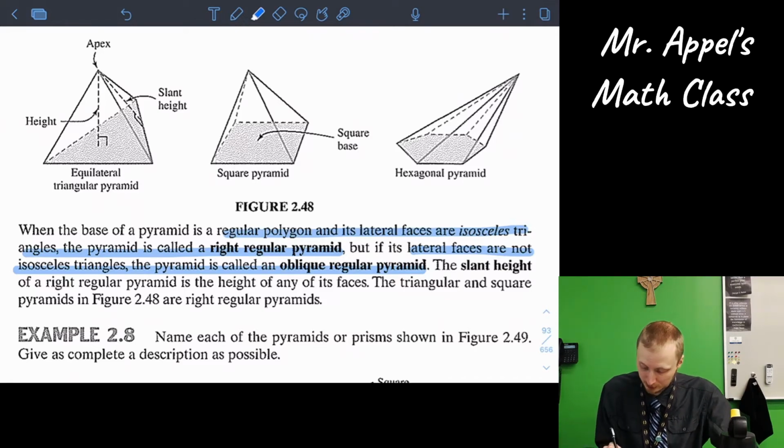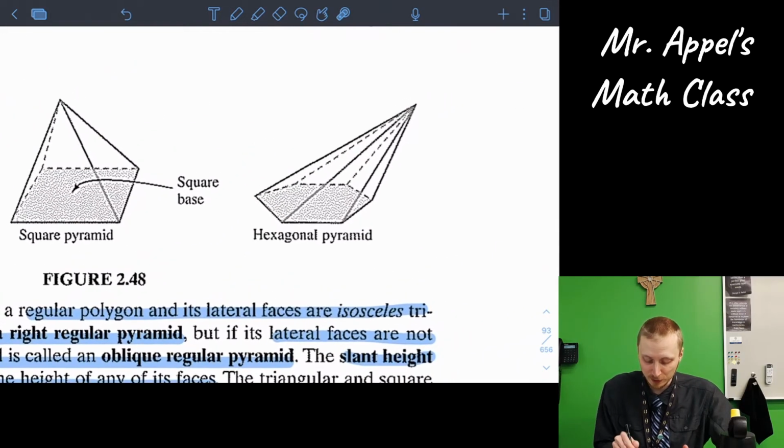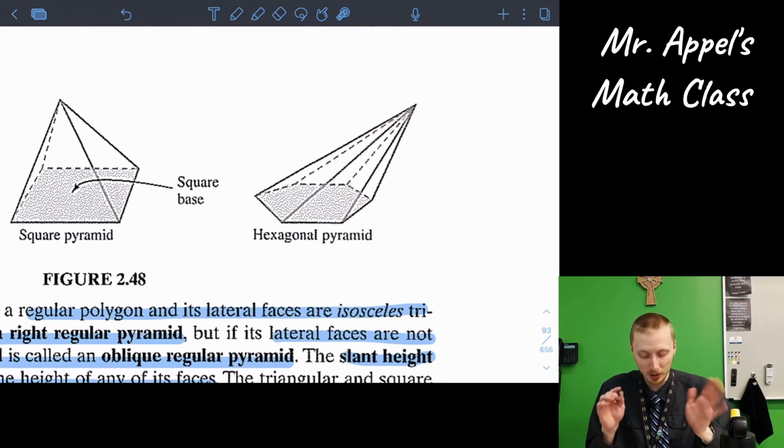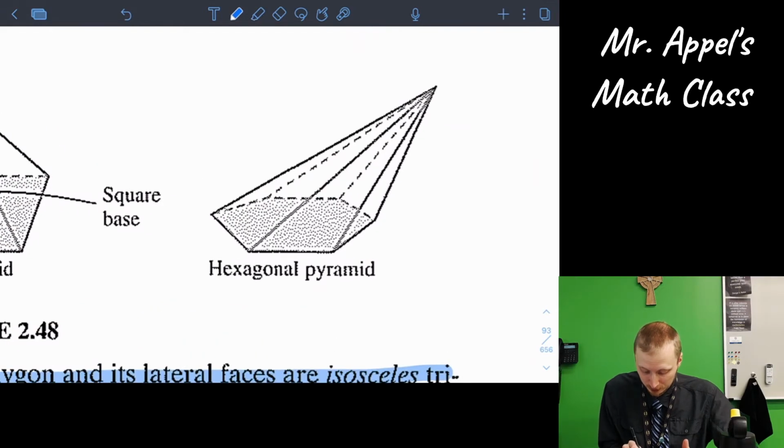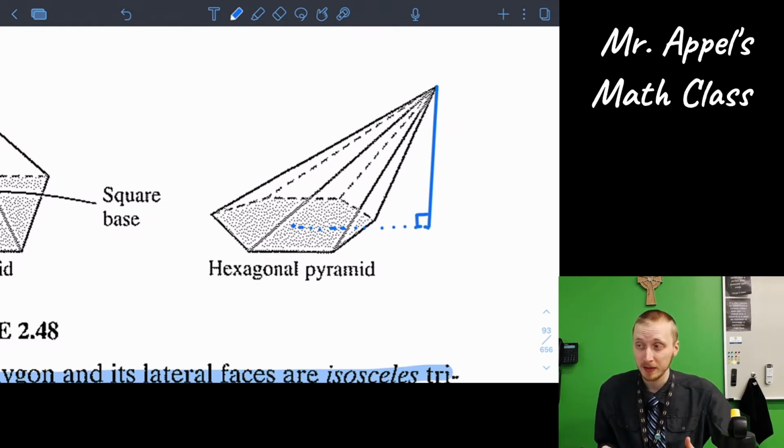And we can also talk about the slant height of a right regular pyramid, which is the height of any of its faces. The slant height of an oblique pyramid would be different per face, and so you can't really say that this pyramid has one slant height. But we can imagine, if you will, the proper height of this pyramid would be measured down to some point that is here, still a right angle with the base.